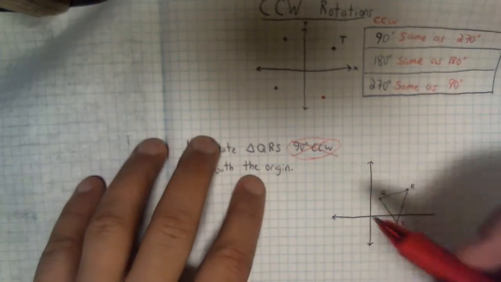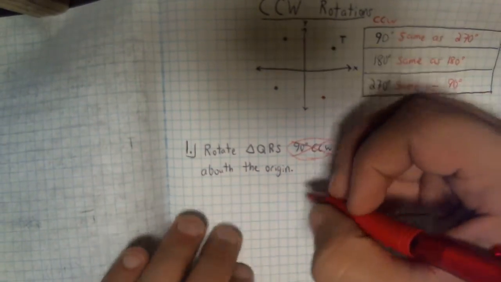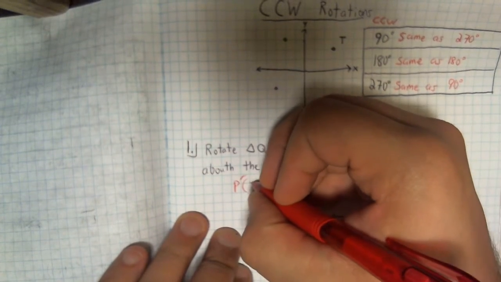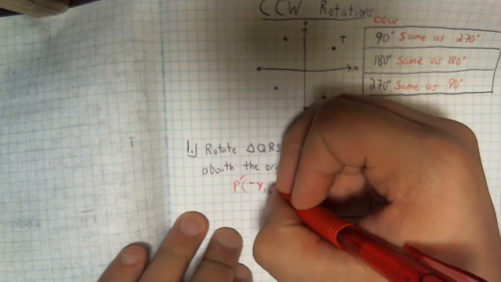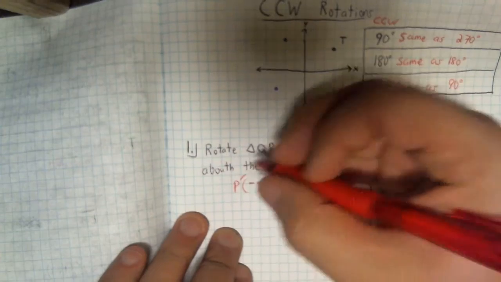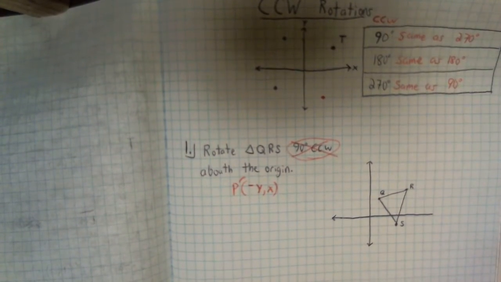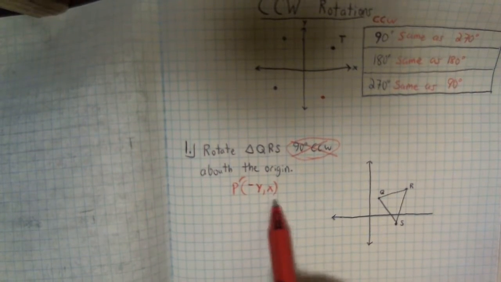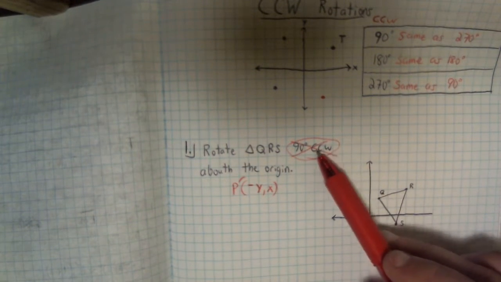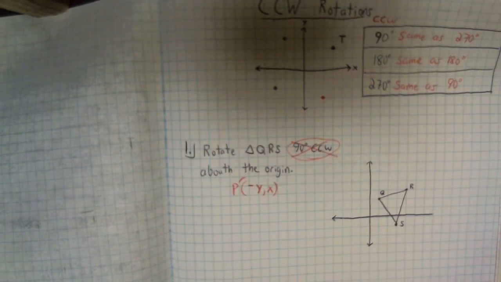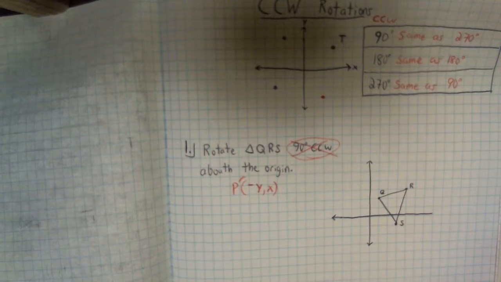So I want to move my points to be at negative y, x. If I can remember to do this, then this problem isn't any different from a regular rotation. All I have to do is make sure that I follow this formula, which was the same thing as a 270 degree rotation. So everything should be cool, ready to go. So let's try it out.